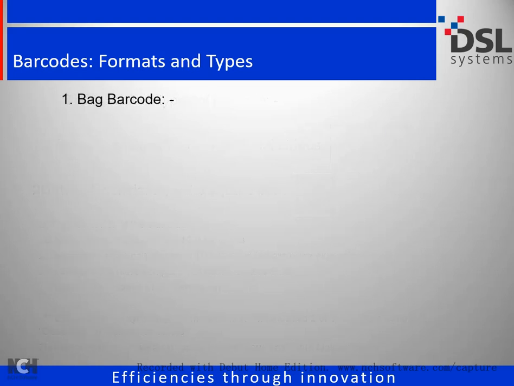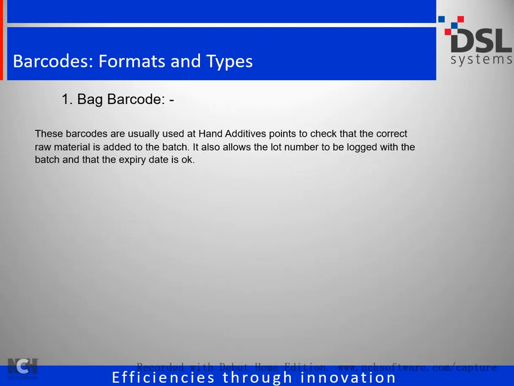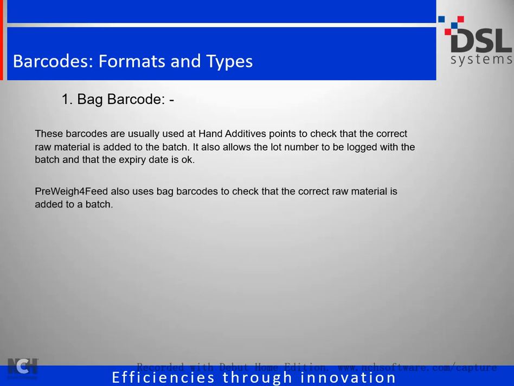So go through these 5 different types of barcodes. First of all, a bag barcode. So these barcodes are usually used at hand additives points to check that the correct raw material is added to the batch. And when it's scanned, we also read the lot number and often the expiry date to check that these are okay. Pre-weigh for feed also uses bag barcodes to check that the correct raw material is added to a batch of pre-weigh.